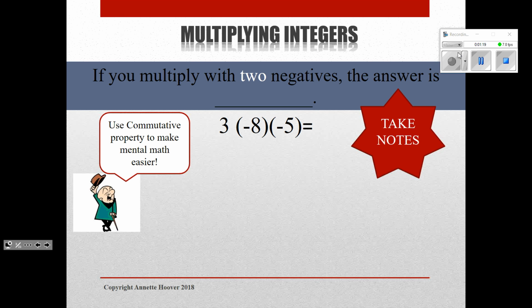Okay, when you multiply with two negatives, the answer is going to be positive. So I think about these two negative signs flying together and becoming a positive sign. Now again, if I use my commutative property, I know that 8 times 5 is 40. And that makes 40 times 3 really easy because I just go 3 times 4 and then add a 0. Then I go back and count the number of negative signs. There are 2. Those 2 fly together to make a positive, and so it would be a positive 120.